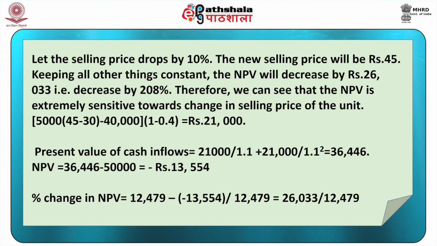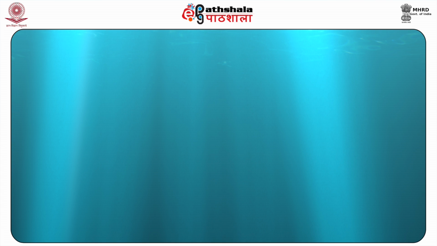36,446. So the NPV will be equal to 36,446 minus 50,000, that is it will be equal to minus rupees 13,554. Percentage change in NPV is equal to (12,479 minus 13,554) to be divided with 12,479, which will be equal to 26,033 divided by 12,479. This is sensitivity analysis and it measures the impact on the chosen merit criteria.